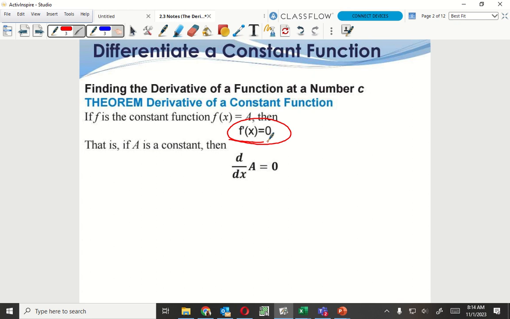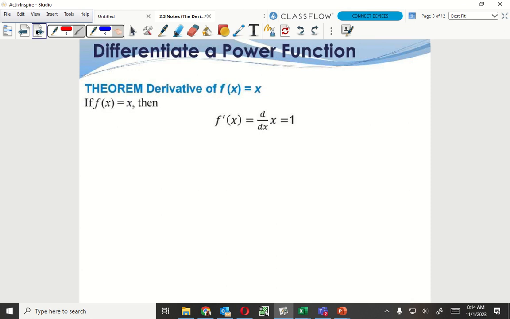And for this one right here, it's going to look like this. So this is the derivative with the change in x. So that means my d dx. d dx means I'm taking the derivative in terms of x. That's what that notation means. So my function is a. I'm taking the derivative in terms of x. There is no x. I get 0.